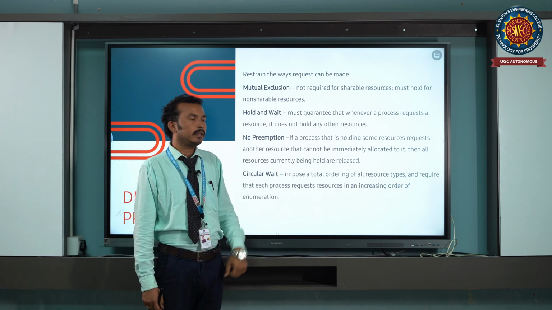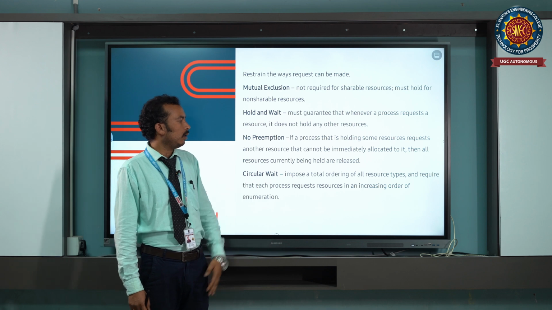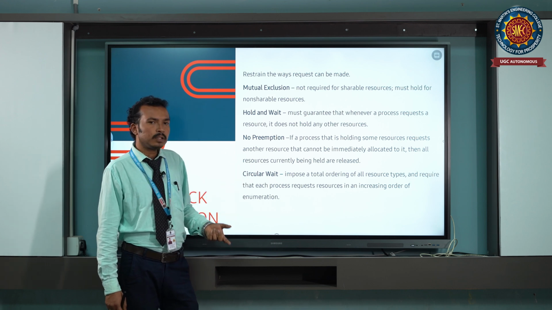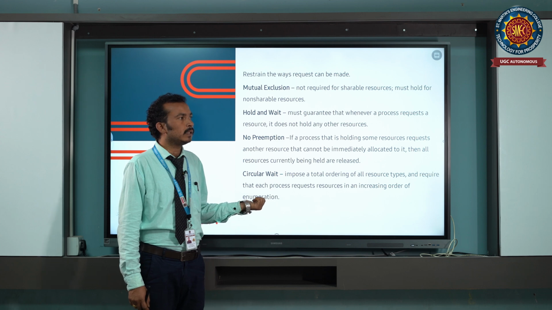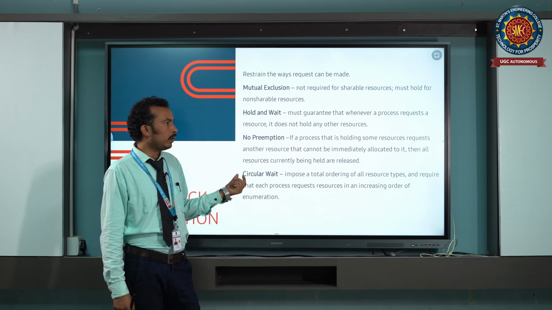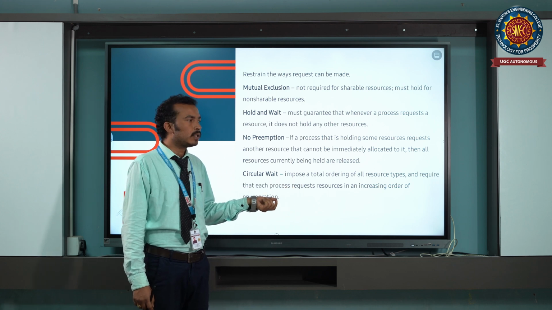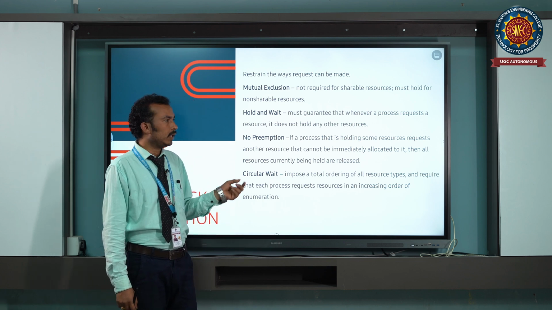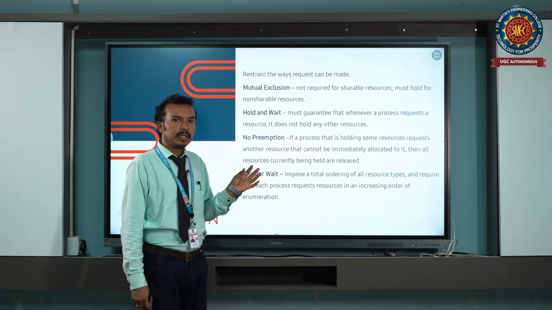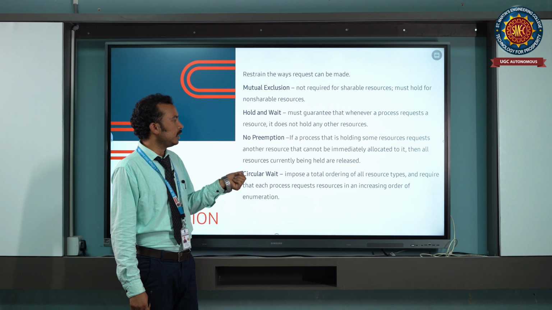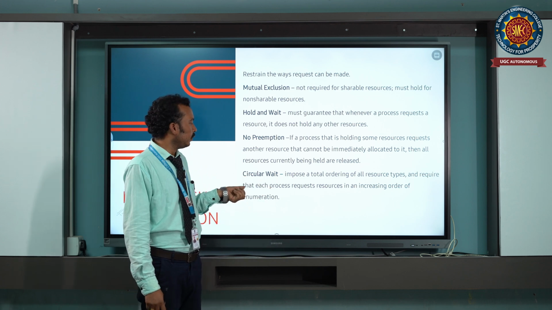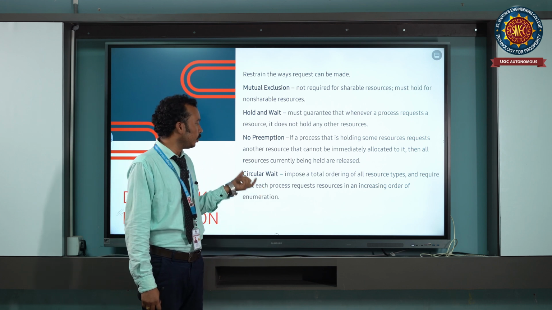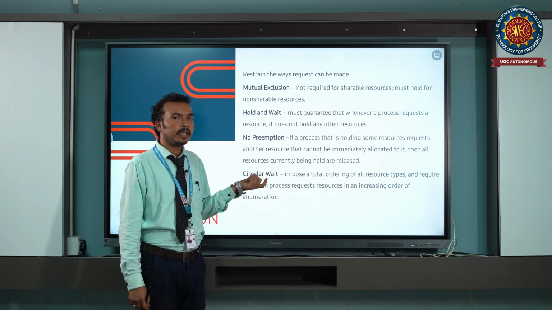And next one, circular wait. Circular wait imposes a total ordering of all resource types and requires that each process requests resources in an increasing order of enumeration. In circular wait, the first process holds a resource that is requested by another process, the second process holds a resource that is requested by the third process, and the third holds a resource and requests the first process's resource. In this case, it will form a circular chain. No process will complete its execution, and due to that the deadlock will occur. So by eliminating the circular wait also, we can prevent the occurrence of deadlock.